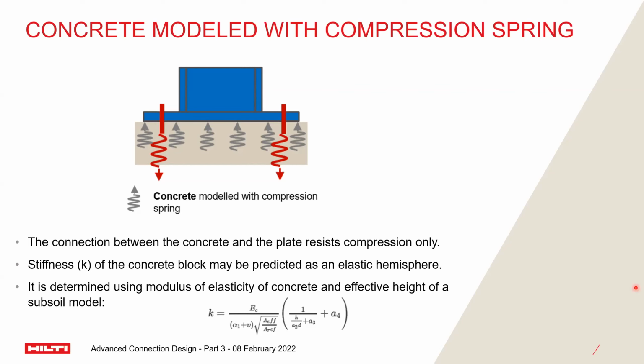Again, this is also done by using the Winkler method. If you're curious about it, you can check it out. The stiffness, or the K of the concrete block, that comes out of the Winkler method is shown by this equation. And if you notice, this equation is also a factor of E sub C, which is the modulus of elasticity of the concrete. Basically, concrete properties, just like the steel, are used to determine the stiffness of the concrete, which is your classical finite element approach.